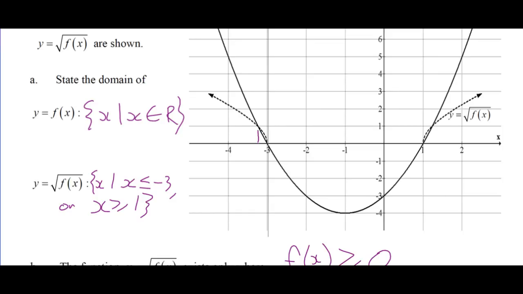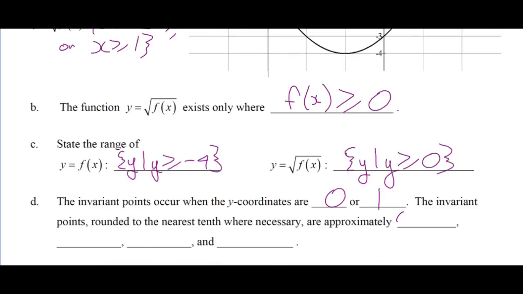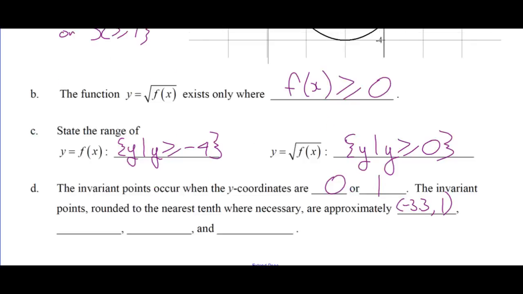Negative 3.3? Yeah, or 3.2, whatever. So negative 3.2, 3.3, I think it's closer to 3. And 1, right? Because it's points. It's the invariant points, coordinates. Where's the next invariant point? Negative 3, 0, and then 1, 0. And then what's the last one?